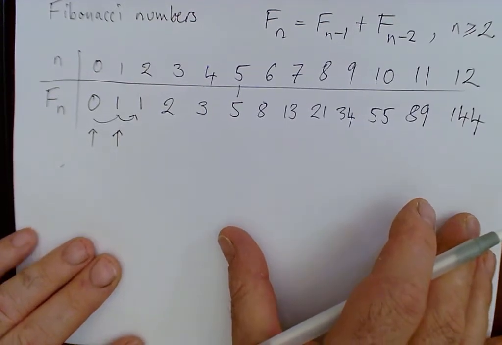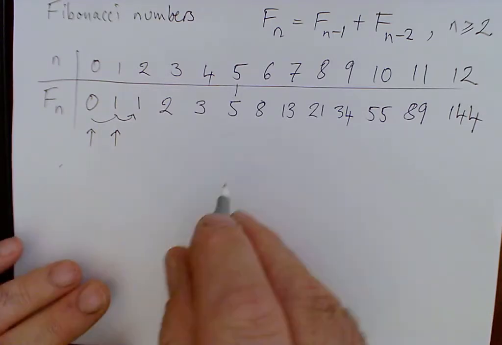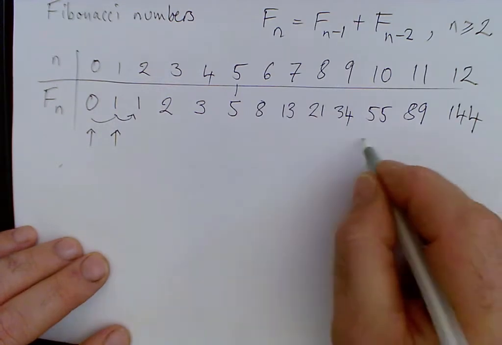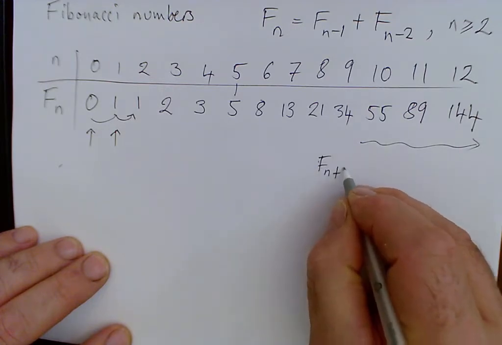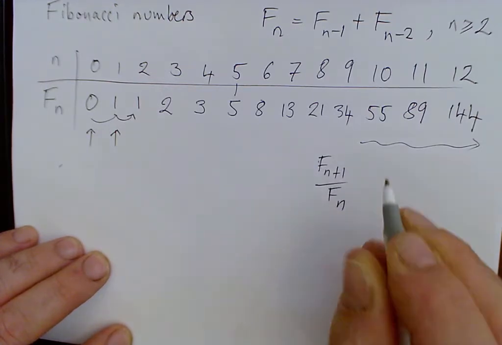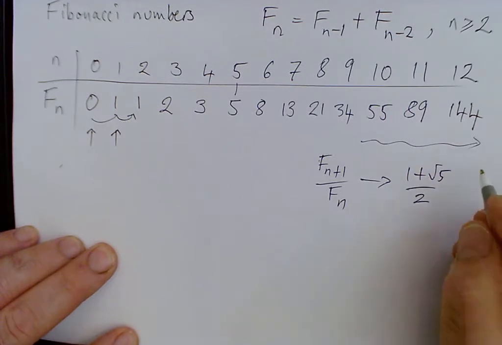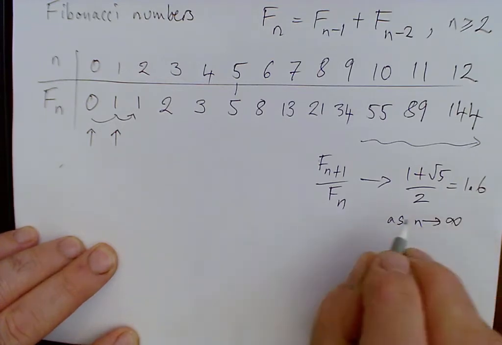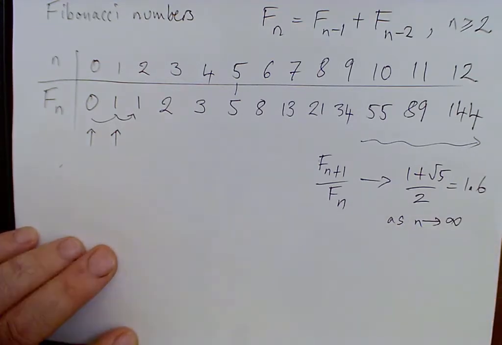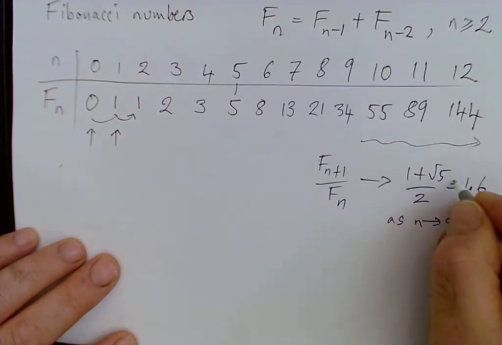Let me tell you some facts about the Fibonacci numbers. The first fact, well known, is that if you take larger and larger Fibonacci numbers and work out the ratio of successive ones, so F(n+1) divided by Fn, this tends to the so-called golden ratio, 1 plus root 5 over 2, which is about 1.6, as n tends to infinity. We'll see a general formula for the Fibonacci numbers, which I don't want to write down now, but it involves the square root of 5, and it explains the ratio tending to this number. Of course, this is an irrational number.